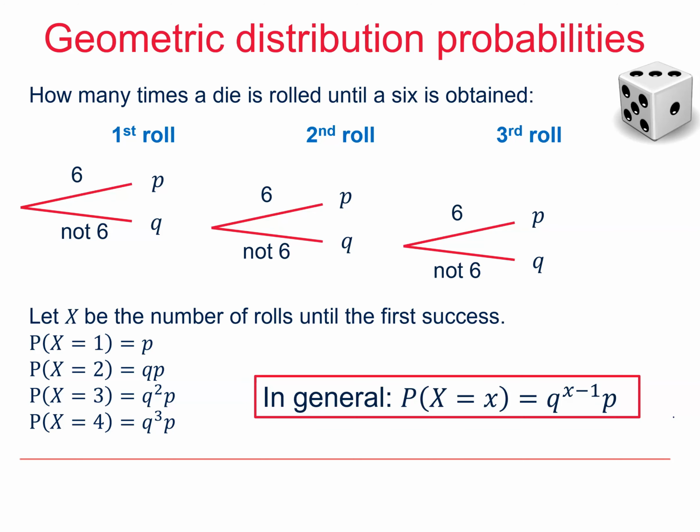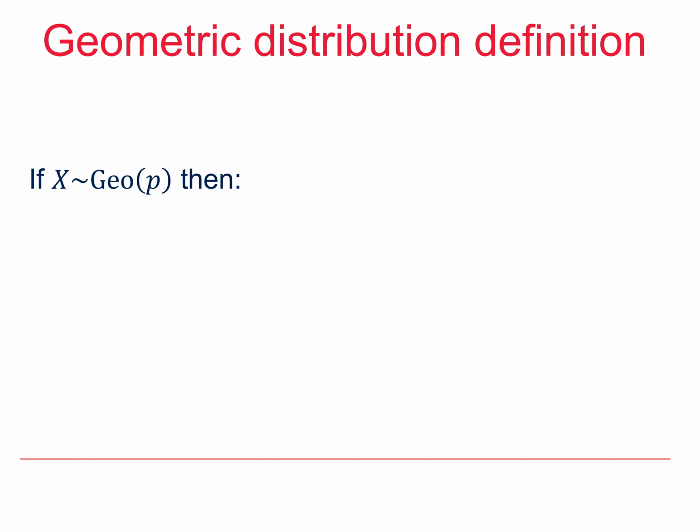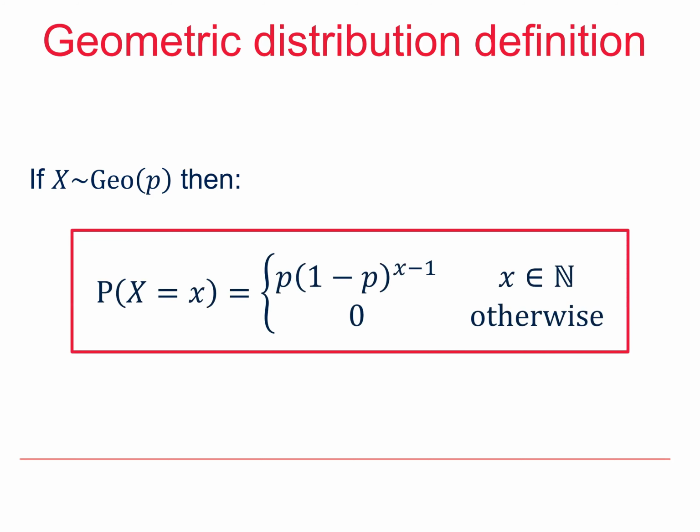In general, the probability that X is equal to x is Q to the x minus 1 multiplied by P. If we're writing this formally, we'd usually use 1 minus P rather than Q, so that it is completely unambiguous. But you'll probably find it easier to remember using Q.